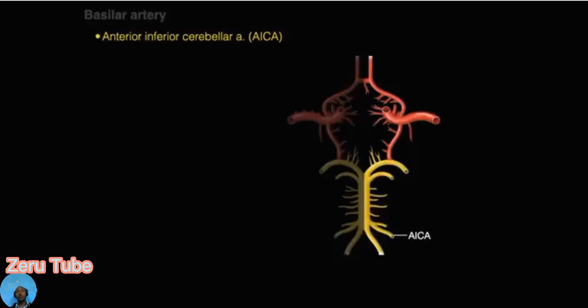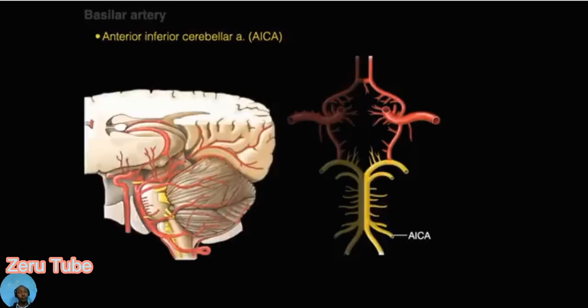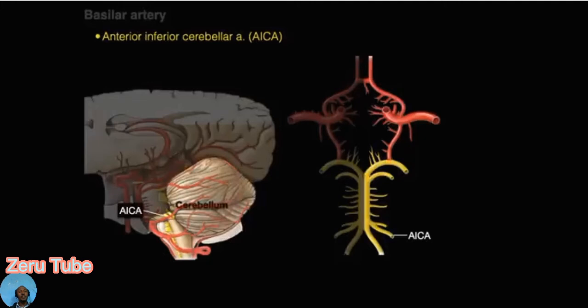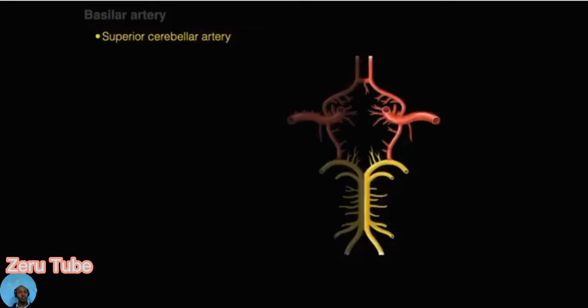So if you want to find the basilar artery, you should find the pons. If you find the pons, the anterior surface of the pons contains the basilar artery. From the basilar artery, the first branch is the anterior inferior cerebellar artery, AICA. AICA is branched from the basilar artery and gives blood to the middle surface of the cerebellum.